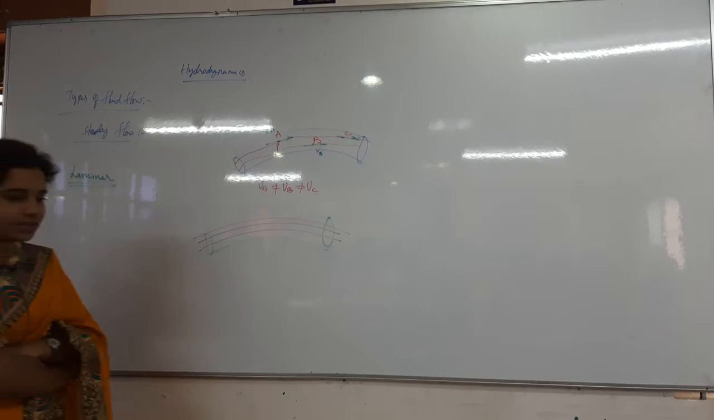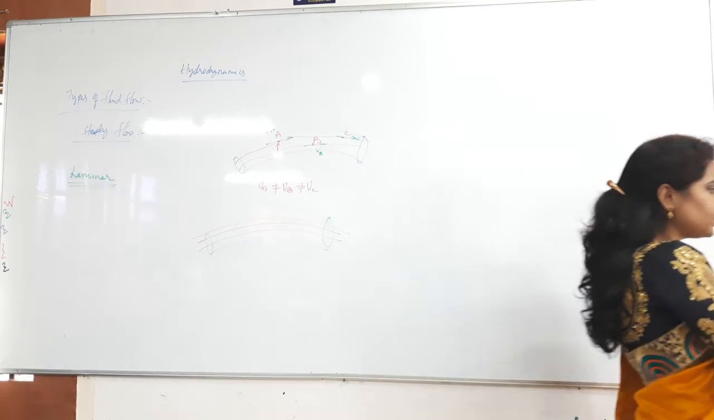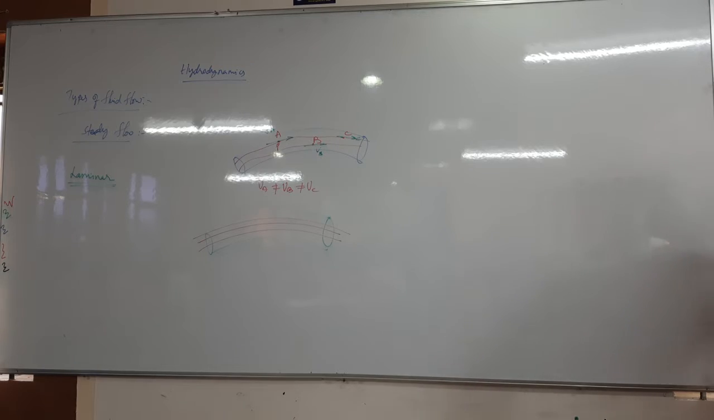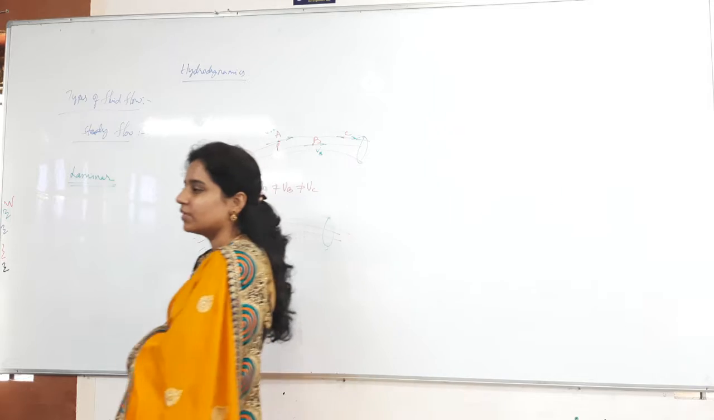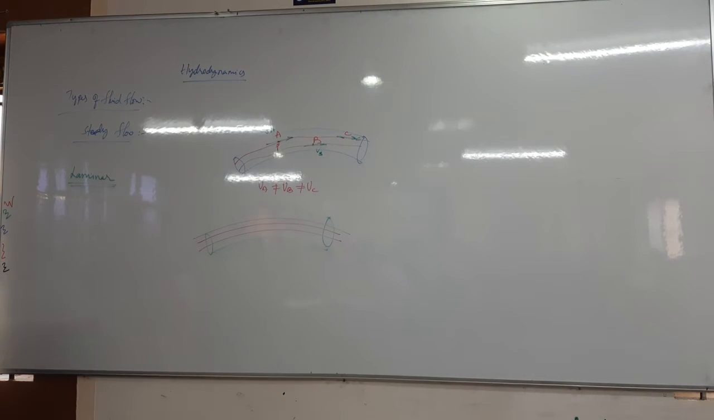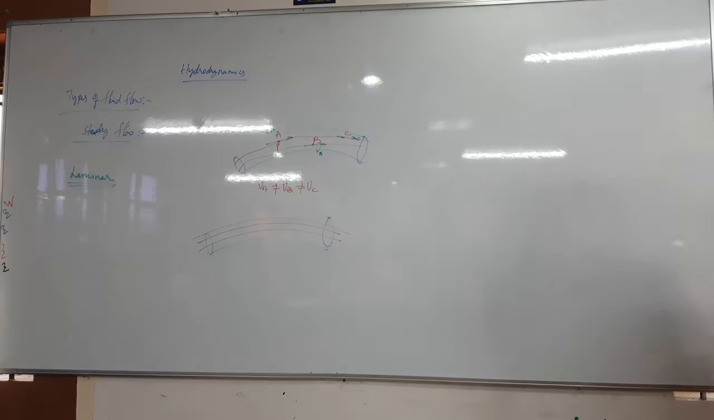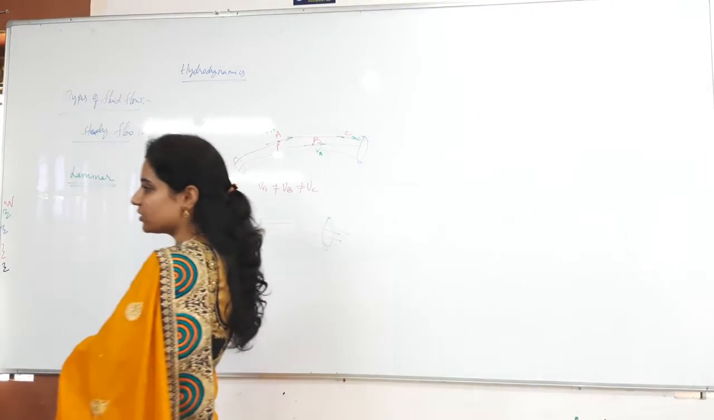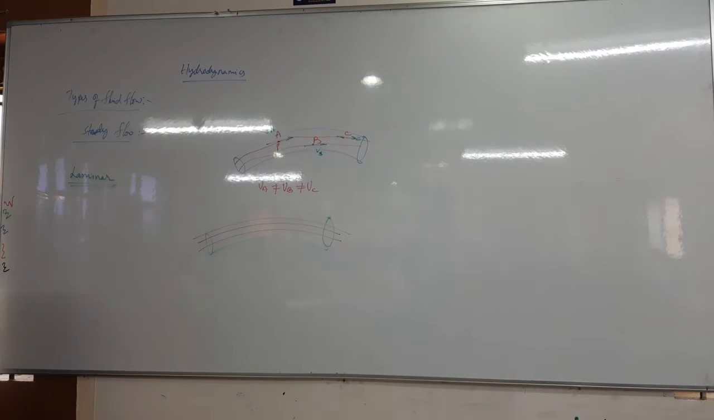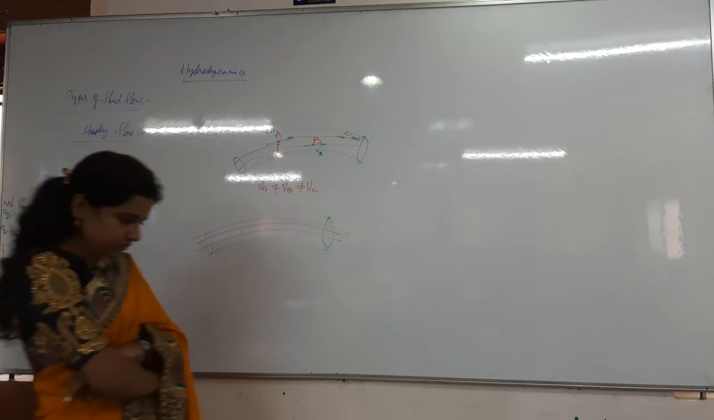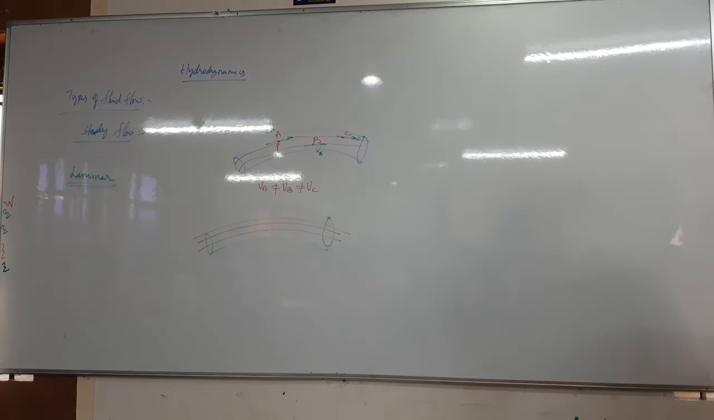Next one is laminar and turbulent flow. For the laminar flow, all the fluid streams are parallel to each other and they should be displaced equally. In the turbulent flow, fluid streams are in zigzag manner.